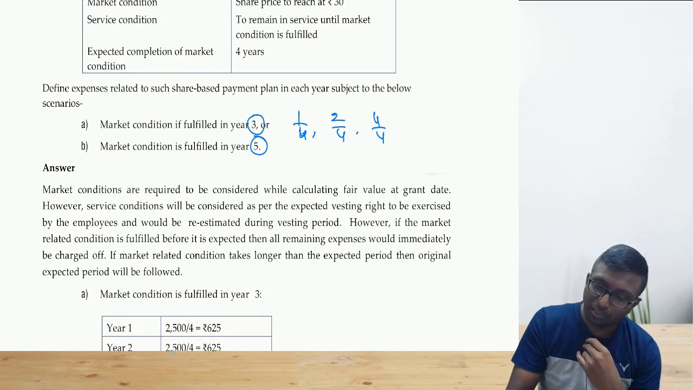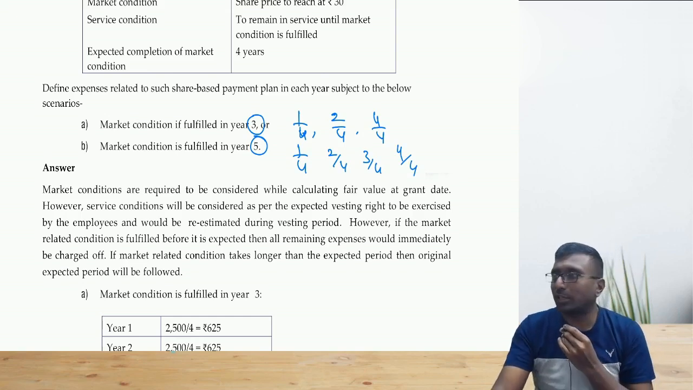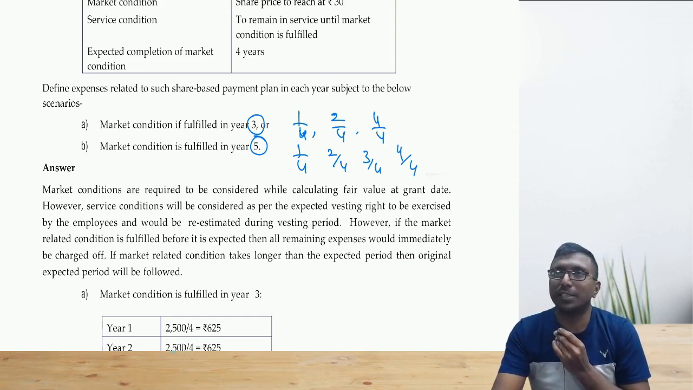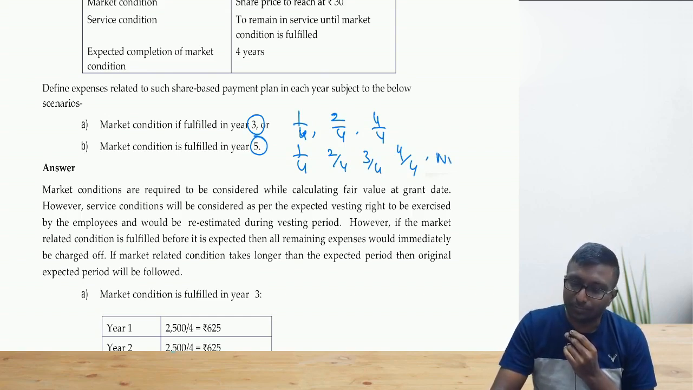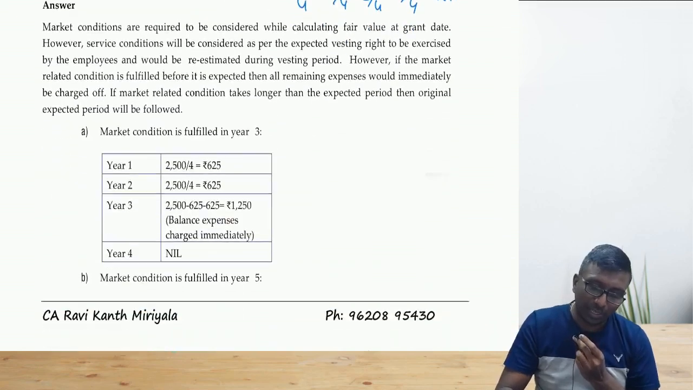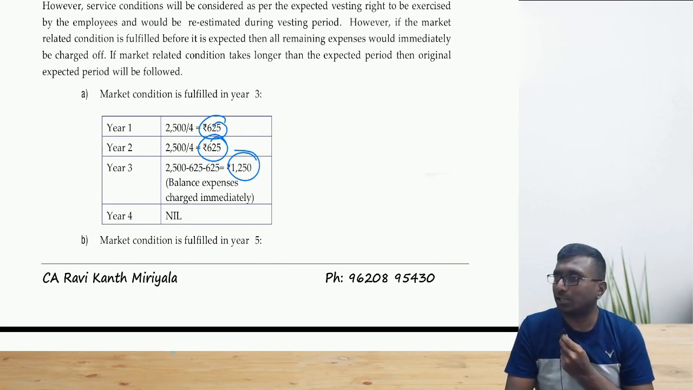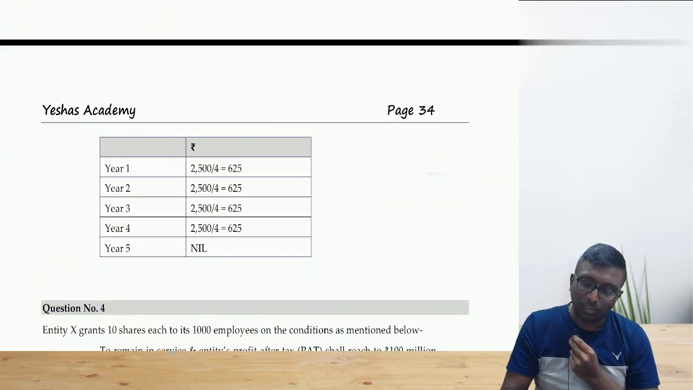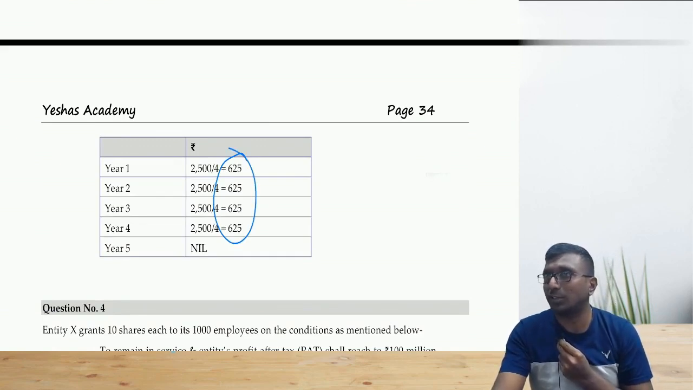Next, suppose it is done in the fifth year. No problem. If it is done in the fifth year, what should I do? 1/4, 2/4, 3/4, 4/4. And in the fifth year, what to do? Nothing. You will not be recognizing any expenditure. Fifth year it is going to be nil. See the answers. 625, 625; the remaining amount is 1250, which you charge in the first situation. In situation 4, what do you do? 625, 625, 625. Last year it is going to be 0.